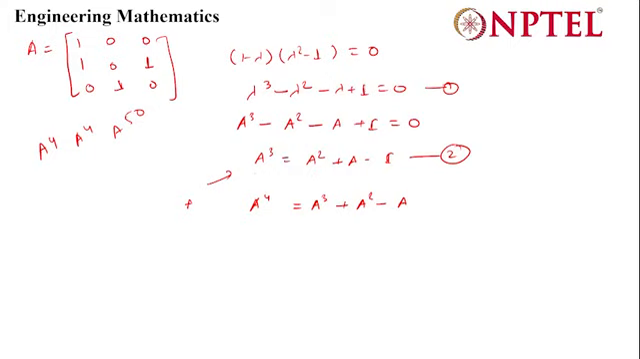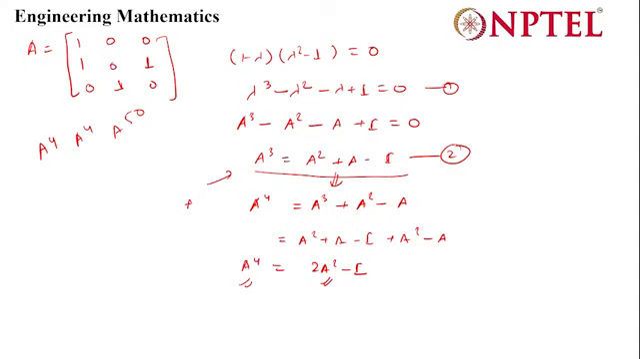From this equation, we know the value of a cube. We will put the value of a cube here. It will be a square plus a minus i plus a square minus a. So your a to the power 4 will be 2a square minus i. So you can calculate a square value, and then you can calculate a to the power 4 from that.